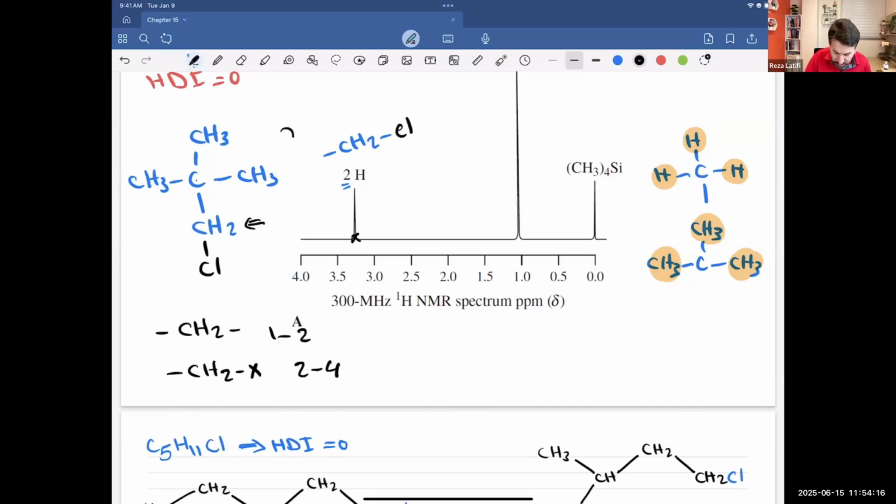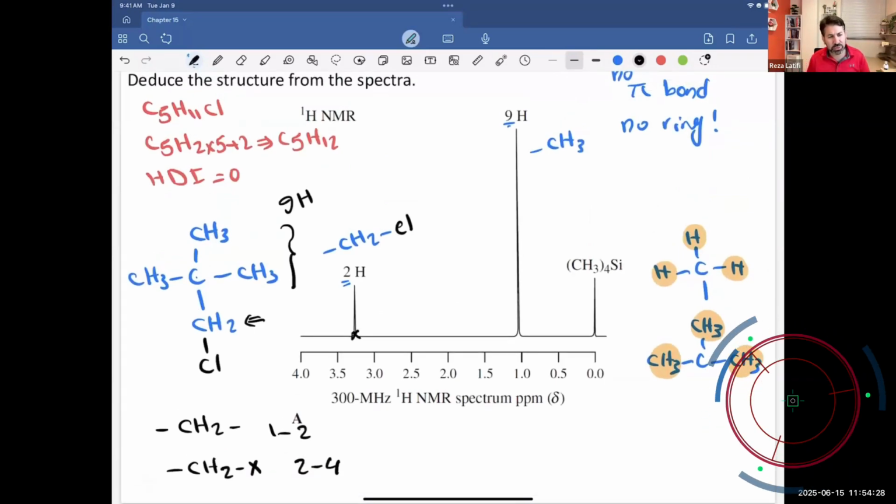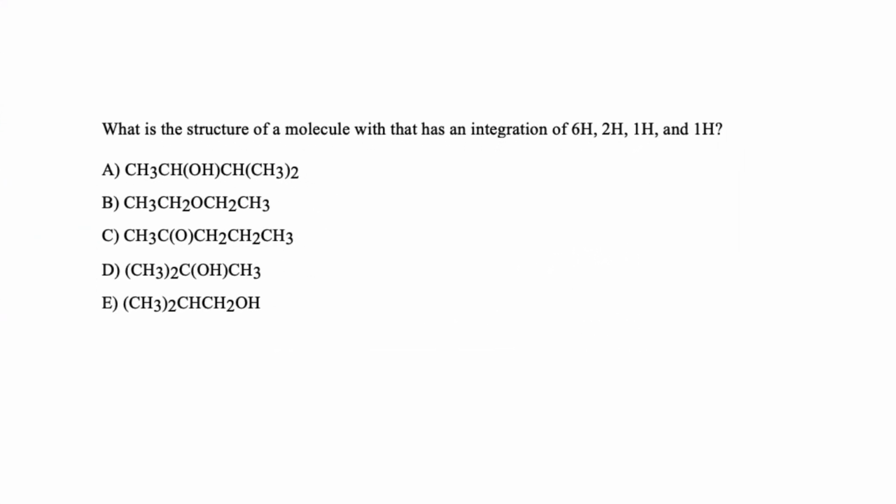Next one, those are going to be identical, and they will give you a signal for 9 hydrogen. And here you go, I got 9 hydrogen. So my structure is going to be a tertiary butyl group attached to CH2, and then we will have a Cl attached to it.